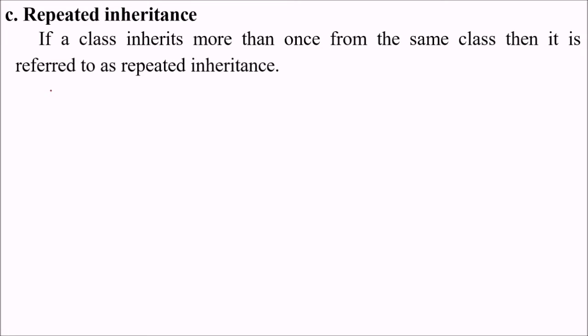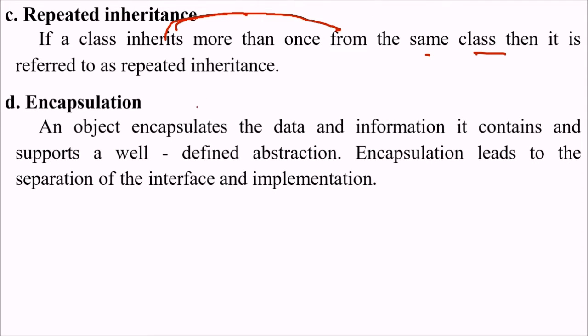Repeated inheritance. What is repeated inheritance? If a class inherits more than once from the same class, then it is referred to as repeated inheritance. When a class is inherited by the same class again and again, we call it repeated inheritance. Encapsulation. An object encapsulates the data and information it contains and supports a well-defined abstraction.